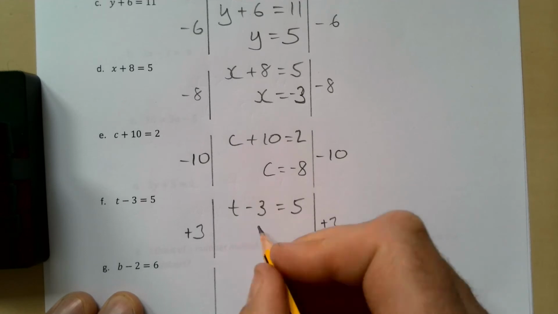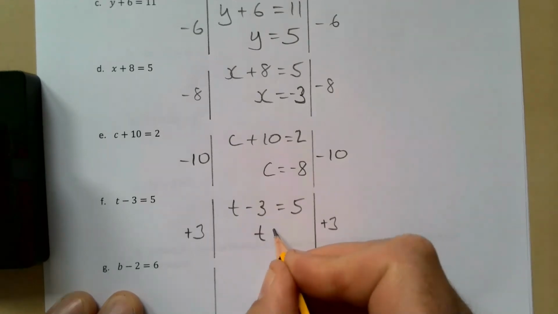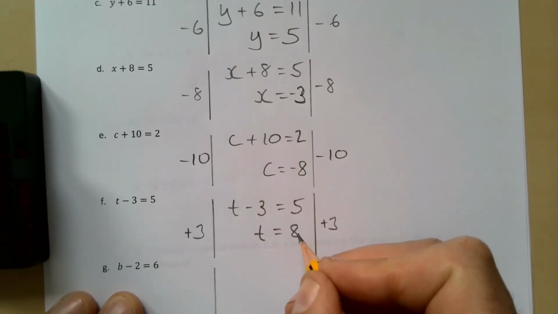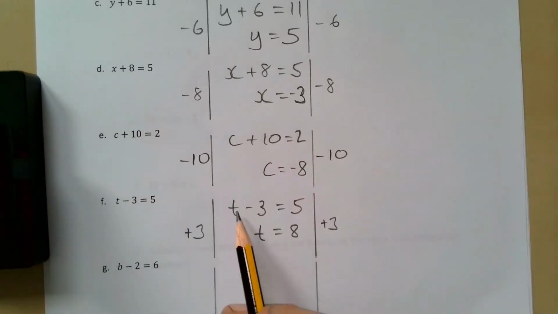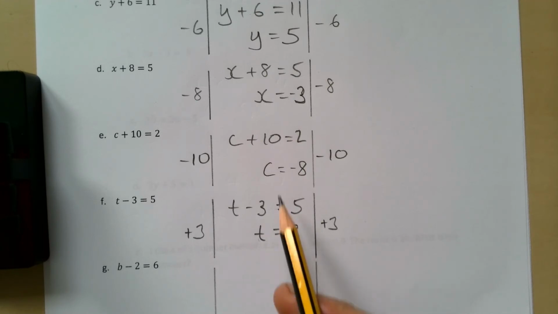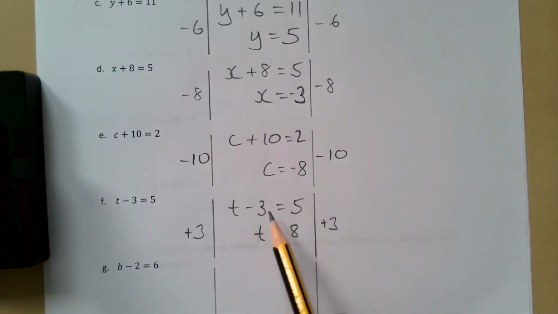If I add 3 to this side, I just get t. If I add 3 to this side, I get 8. And 8 is the number that makes this work. If I exchange my t for an 8, then this one works. The same with all the ones above. 8's the only number in the whole wide world that makes this equation work.